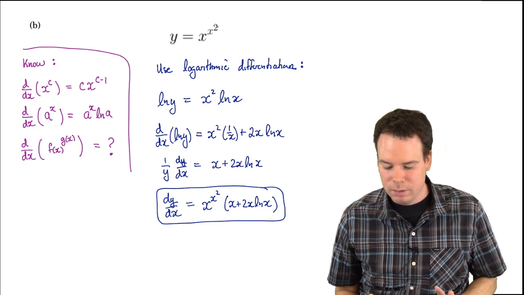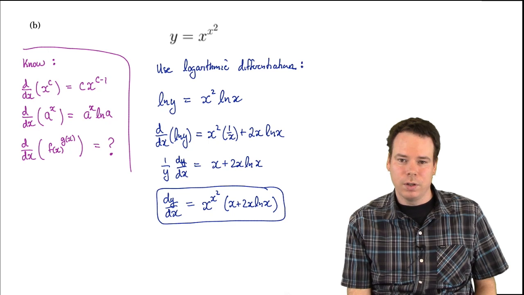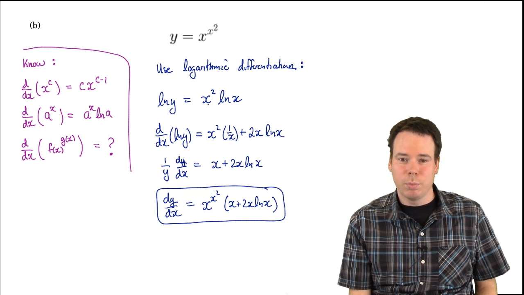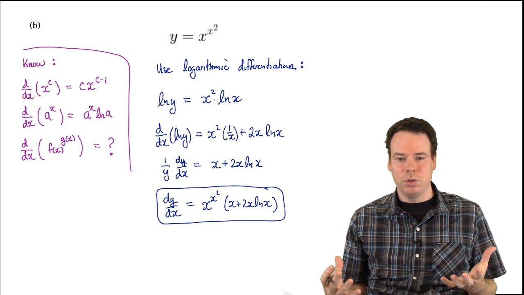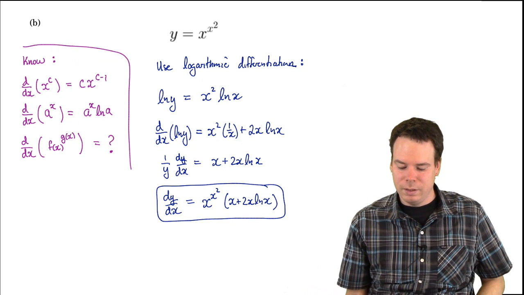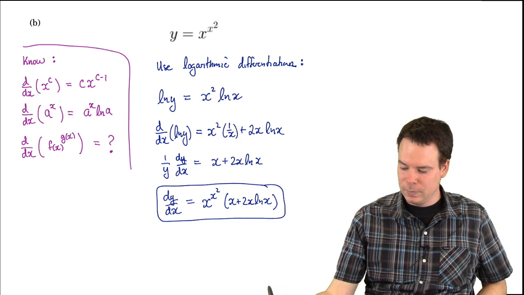Again, the key point here is we didn't know how to deal with the derivative of a function raised to the power of another function. So we used logarithms to convert that exponential into a product, which then allowed us to use the product rule to deal with it. So this is a very useful technique for dealing with derivatives of certain types of functions. Let's have a look at another example.